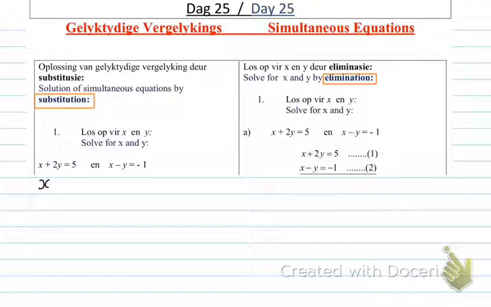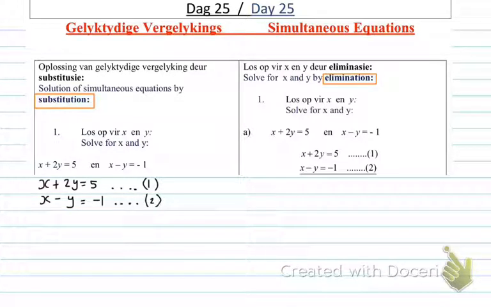Now, substitution. Substitution means I'm going to substitute something in the place of something else. That's the main idea of the method. If I have to solve for x and y and they give me two equations, I write them down. x plus 2y is equal to 5, and I name that one number 1. I could have named it A or B. And then the next equation, x minus y is equal to negative 1, I name number 2.